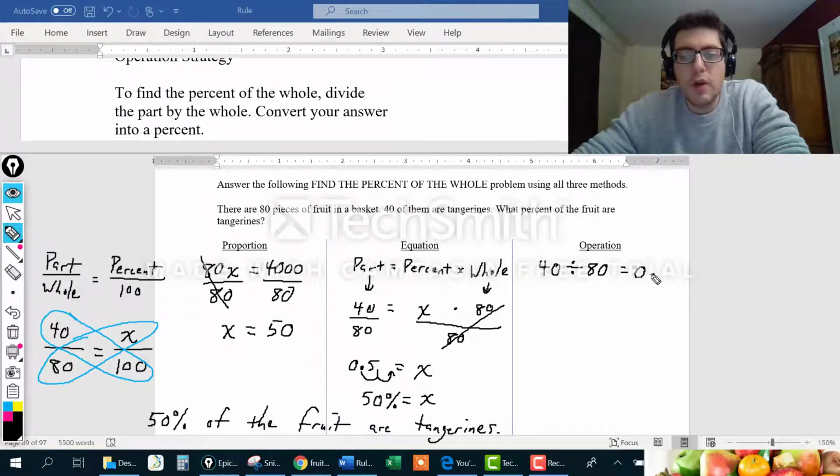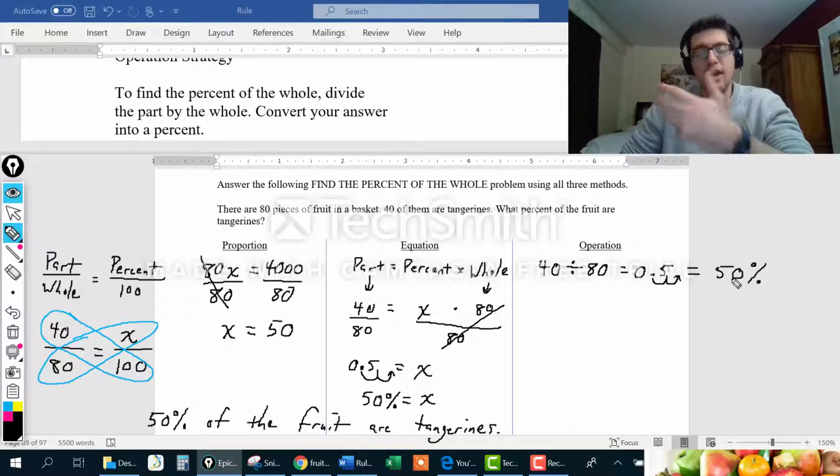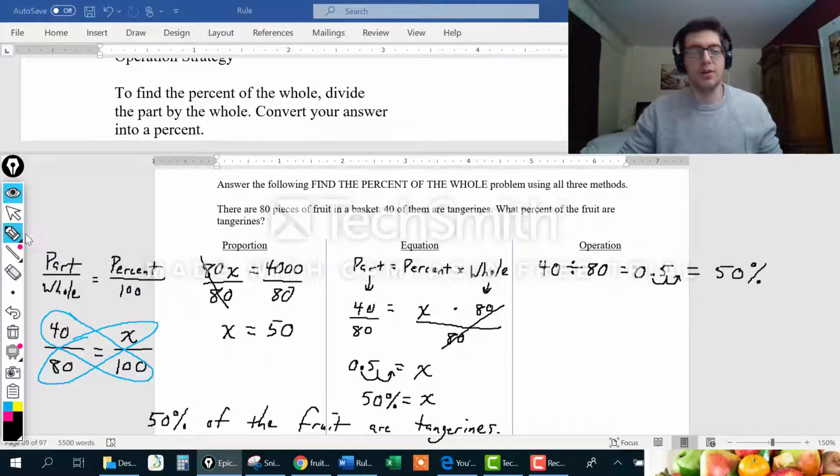We get 0.5, but then we just take that 0.5 and we convert it into percent form by moving the decimal point 2 spaces to the right, and remember, in this blank space we would put a 0, so we would get 50%. And again, that makes sense because 40 is half of 80, and 50% means half, as opposed to 100%, which is everything. So it makes sense that we got 50% as our answer.